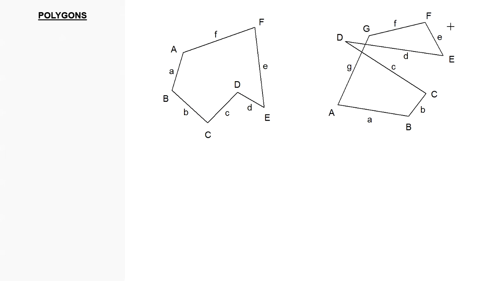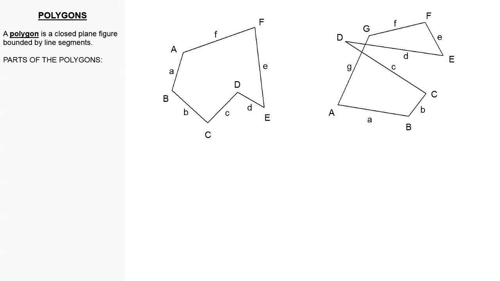Both figures are closed, that is, within boundaries. They are plane because they constitute a flat surface, and they are bounded by segments A, B, C, D, E, F, and A, B, C, D, E, F, G. So we can define polygon as the closed plane figure bounded by line segments.